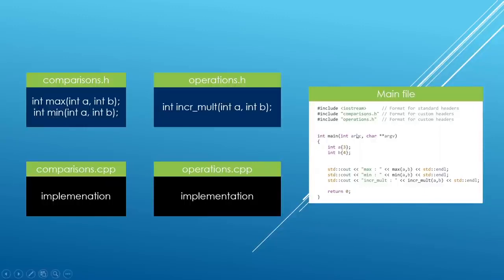When we hit the main file, what we're going to do is nothing special. We're just going to include the headers, and we are going to use these functions like we have been using them all along. If you look on the first line here, we are calling max. On the second line, we are calling min. And on the third line here, we are calling incr mult to do whatever it does.